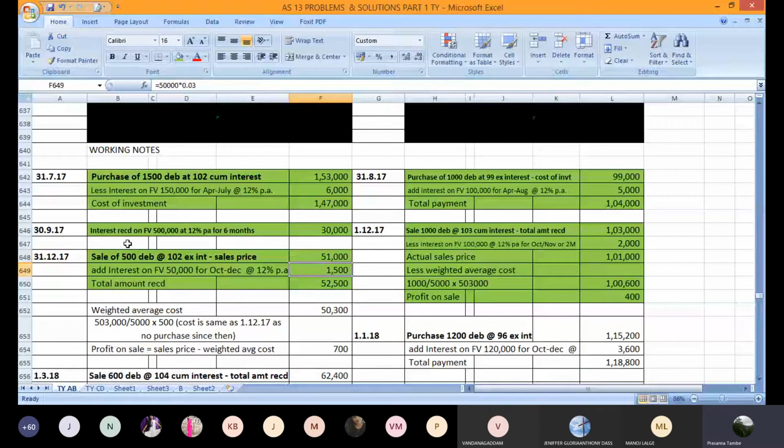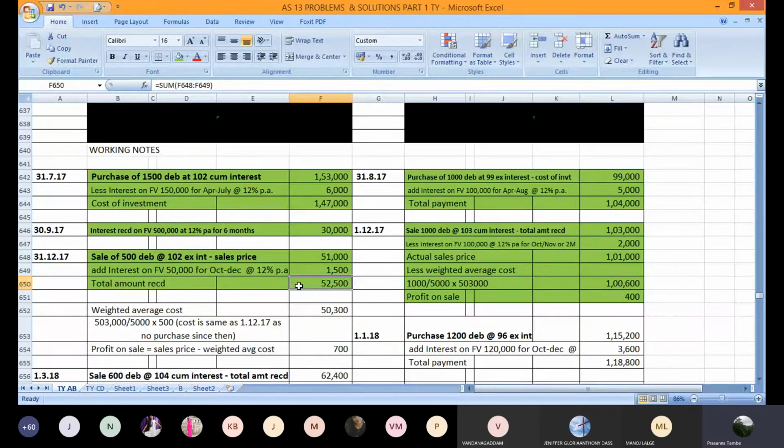So 51,000 is your selling price, 500 debentures at 102. On a face value of 50,000, you are going to add the interest and collect it from the concerned buyer. October to December, it's a 3 months period. On a face value of 50,000, interest at 12% per annum for a period of 3 months comes to 1,500. So total amount which you will receive is 52,500. Correct?